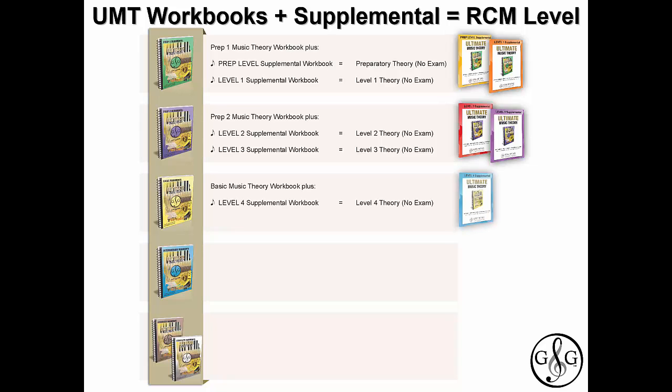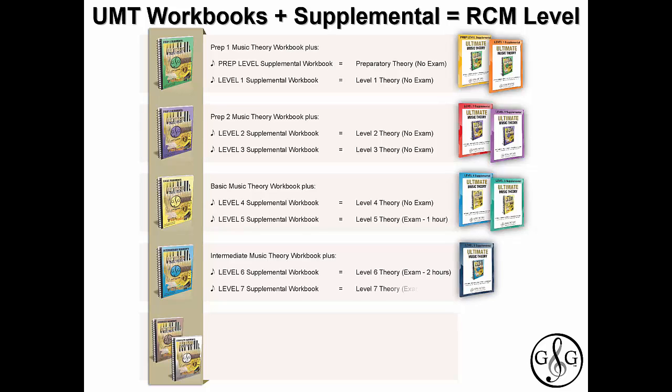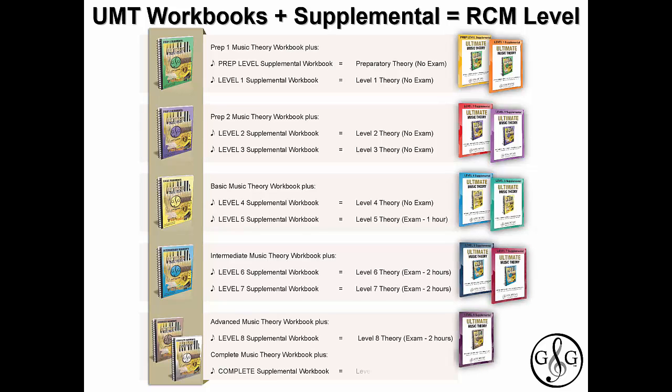The Basic Music Theory workbook plus Level 4 supplemental workbook equals RCM Level 4, followed by the Level 5 supplemental workbook. The Intermediate workbook plus the Supplemental Level 6 workbook equals RCM Level 6, followed by Level 7. And finally, the Advanced workbook and the Level 8 supplemental workbook equal the RCM Level 8. Now, the Complete Music Theory workbook and Complete Level supplemental workbook prepare the accelerated learner for the completion of the RCM Level 8.